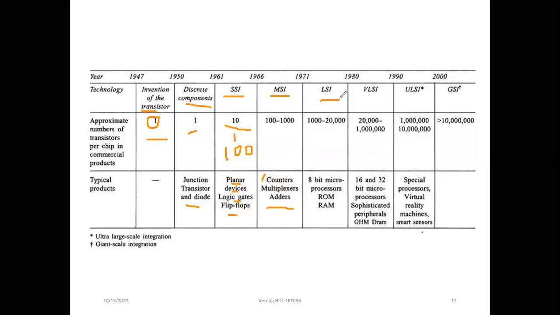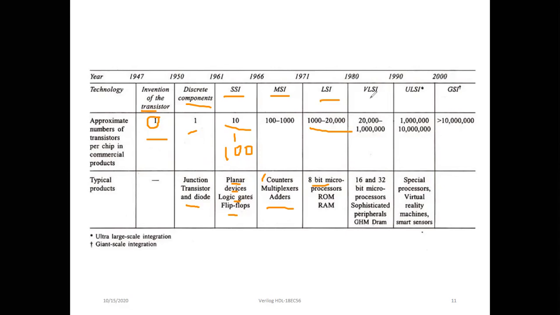Large scale integration, that is nothing but LSI. In LSI, the number of transistors between 1000 to 20,000 will be available in a single IC. The examples for large scale integration, I can say 8-bit microprocessor, and the memories also, that is ROM, RAM. These and all will come under large scale integration.